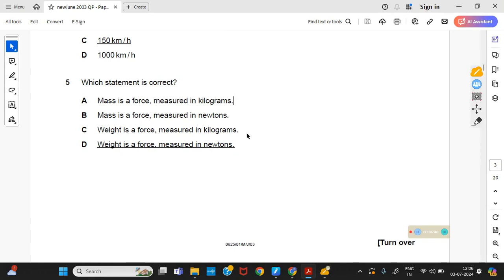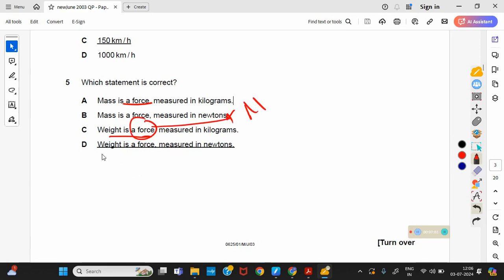Which statement is correct? Mass is a force measured in kilograms. No, mass is not force. Mass is a force measured in newtons. No, mass is not force. Mass is the intrinsic property of matter. Weight is a force measured in kilograms. Weight is a force, this is right. But the unit of force is newton. So weight is a force measured in newtons. Option D is right.